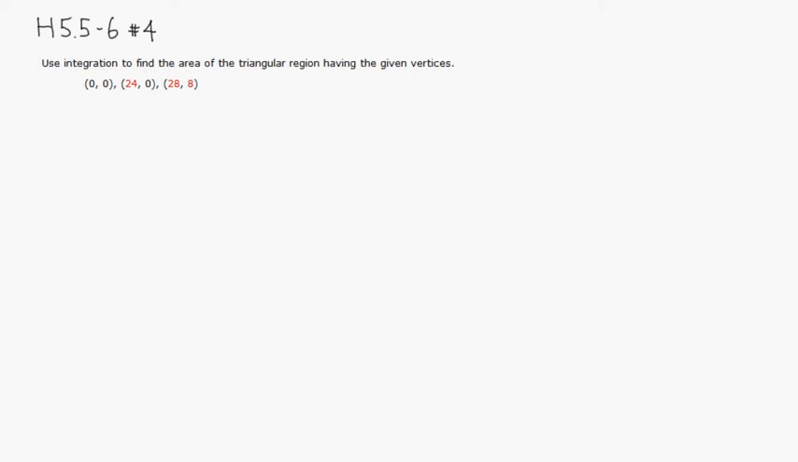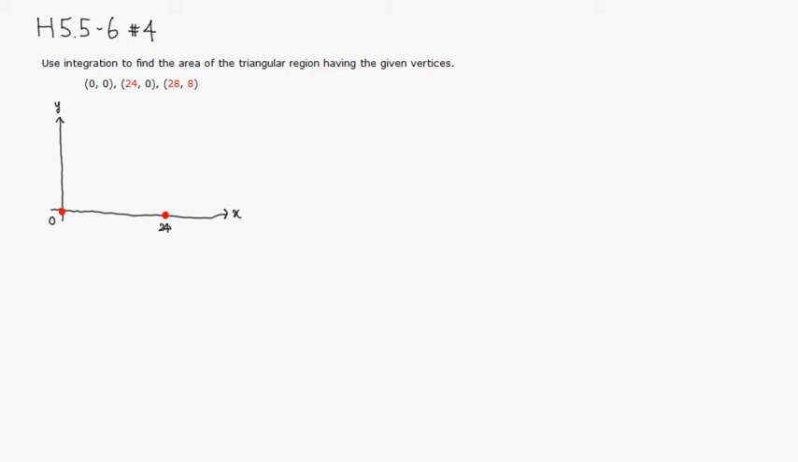Alright, so let's sketch the picture. So here is the y-axis, and here is the x-axis. The first point is the origin, so I'll just put that right here. Then 24, 0. So 24, I'll just put somewhere around here. So that's 24, 0, which is going to be on the x-axis. Right, so that's this guy.